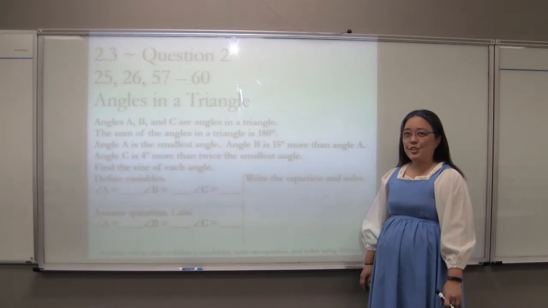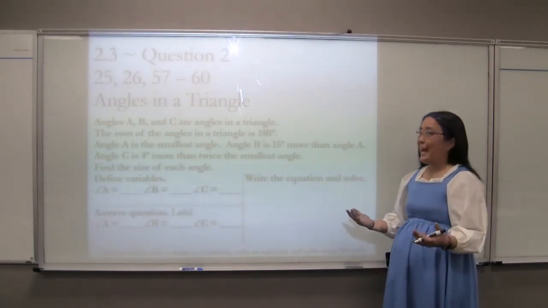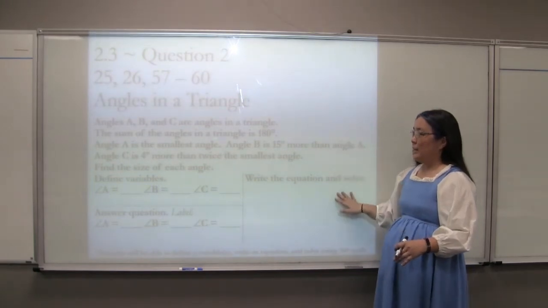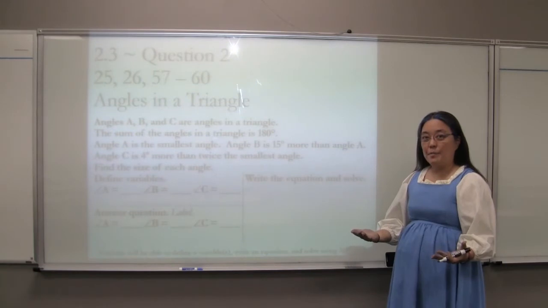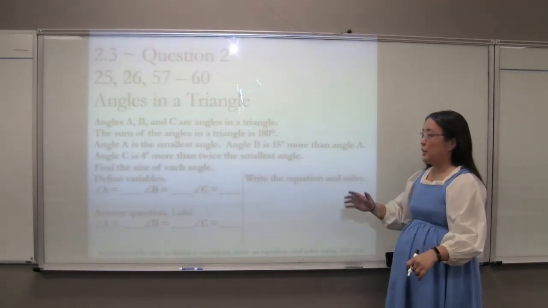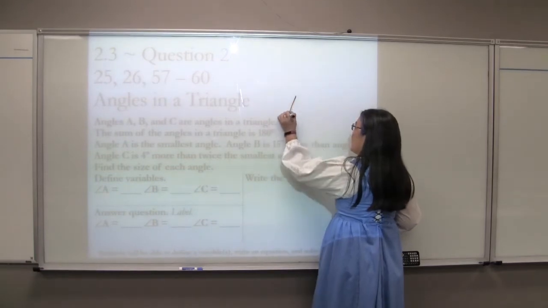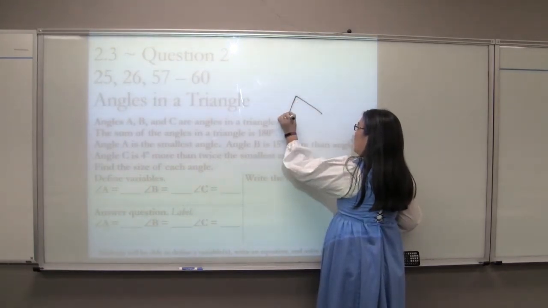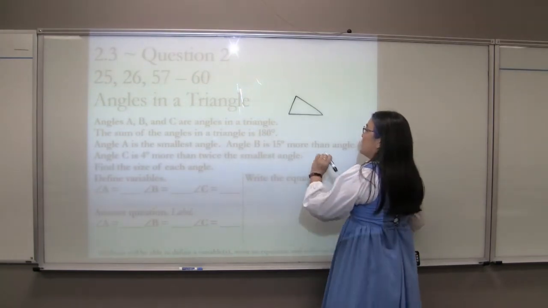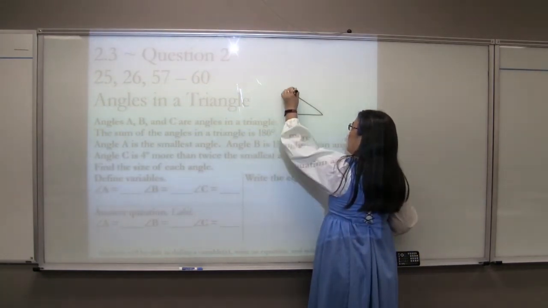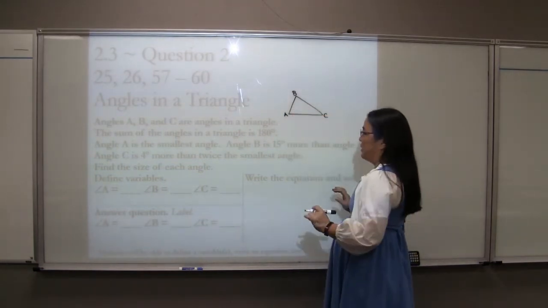Chapter 2, Section 3, Question 2. Angles in a triangle. The angles in a triangle add up to equal 180 degrees. This is something from geometry in case you did not have geometry. So here, a triangle has 3 angles in it, and I'm drawing a generic triangle. Angles A, B, and C, we're going to be looking at the corners, which are the angles. Those are the 3 angles.